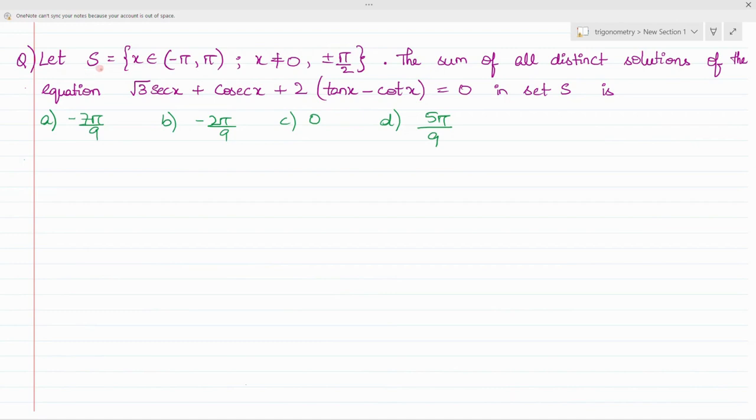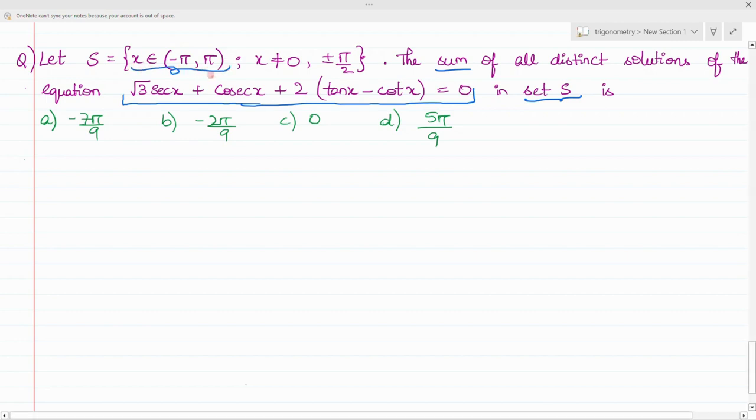In this question, we need to find the sum of all distinct solutions of the equation which is given in set S. Set S is nothing but here. In set S, all the values of x belong to minus pi, comma pi. So we need to find the sum of all the solutions. So first let's simplify this equation. Convert the whole equation in terms of sine and cos.